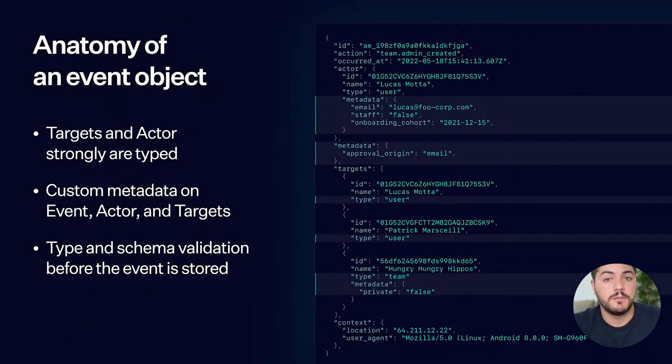So here's an anatomy of that object. We have targets and actors. Those are strongly typed, and the lines that are highlighted over here are the lines that we can provide you with the flexibility to either add more metadata to the actor, or on the second highlight, you can see the metadata in the event object, and more on the bottom, you can see the metadata in the target itself. So we're going to validate that before the event is sent, so you can ensure that you have a clean database of events that you can always trust.